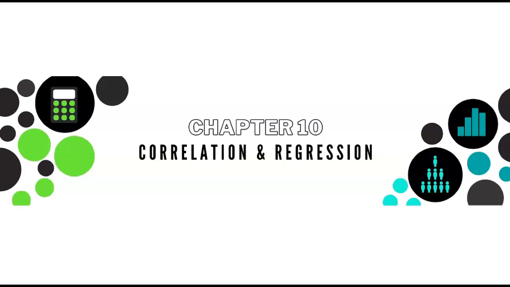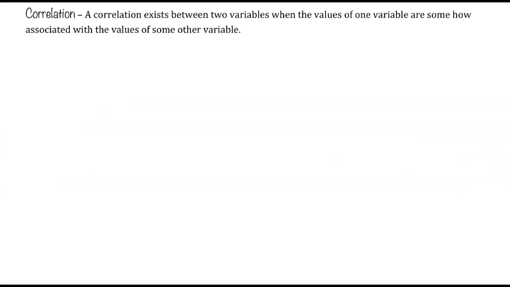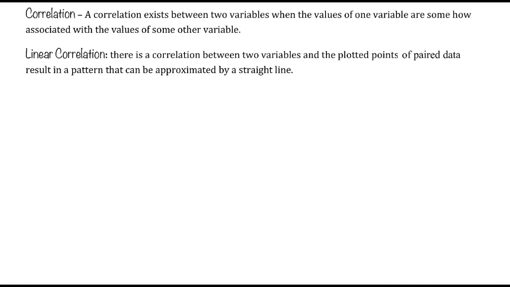In Chapter 10, we're talking about correlation and regression, and we begin in this lecture video by learning about correlation. A correlation exists between two variables when the values of one variable are somehow associated with the values of some other variable. A specific type of correlation is a linear correlation, and that's the type of correlation that we will be focused on in this chapter.